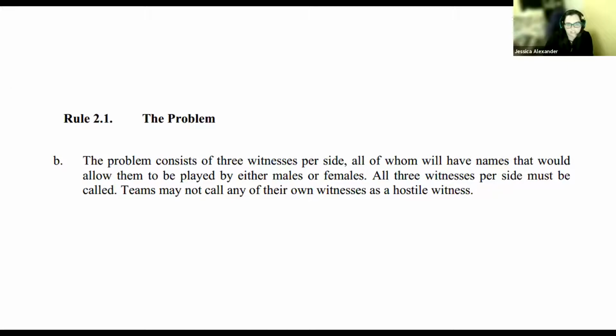The problem consists of 3 witnesses per side, all of whom have names that either gender can play. All 3 witnesses per side must be called, and teams may not call any of their own witnesses a hostile witness. The other part of this rule that's important is that you must call all of your 3 witnesses. You cannot call the other side's witness. So there's no clever strategy to be had here where the plaintiff can call a defense witness or vice versa. The plaintiff calls the 3 plaintiff's witnesses, the defense calls the 3 defense witnesses, but you can call your 3 witnesses in any order that you want to, okay?